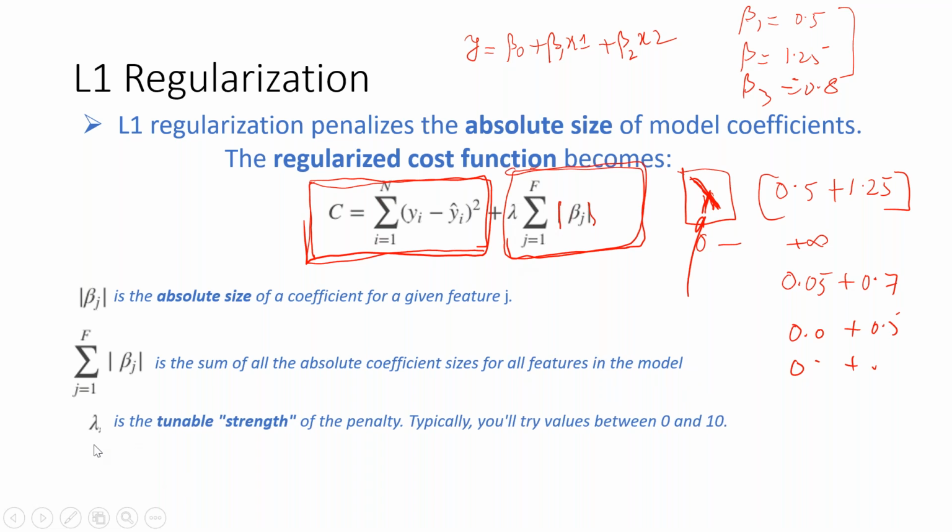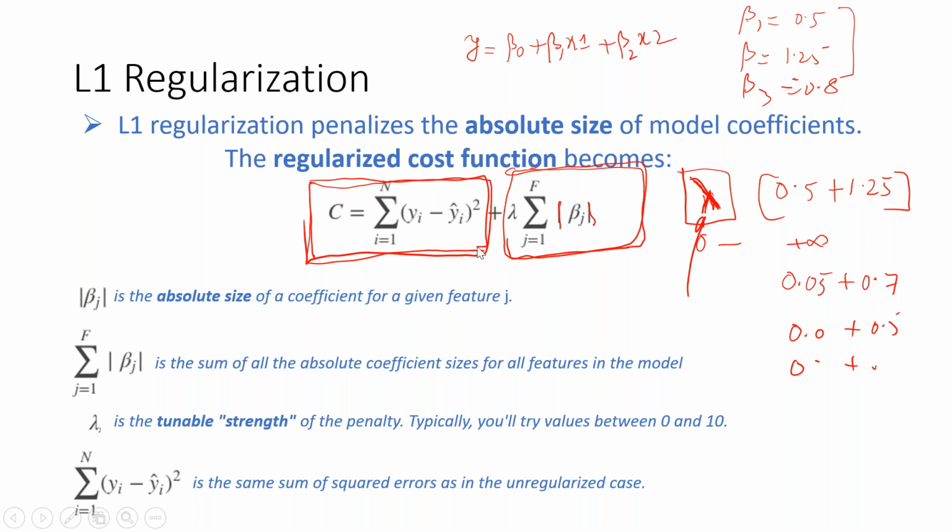And lambda is the tunable strength of the penalty. Typically, you will try values between 0 and 10, but you can give any value from 0 to positive infinity. This other term we already know is the same sum of squared errors as in the unregularized case. So when you use L1 regularization on your simple linear regression, you are adding this penalty term, lambda times the sum of absolute betas of all coefficients.